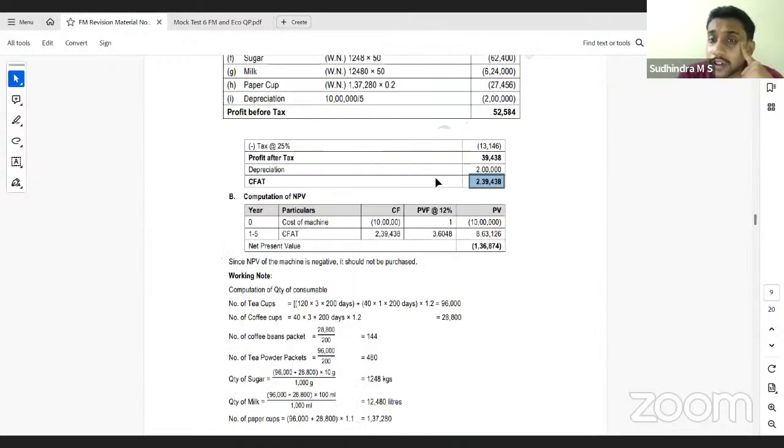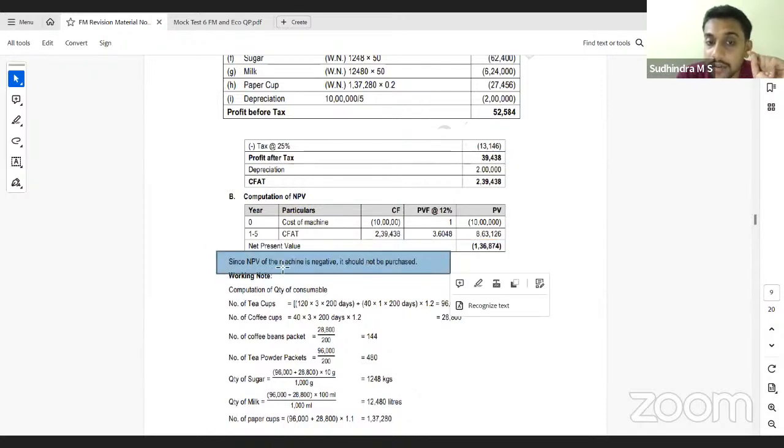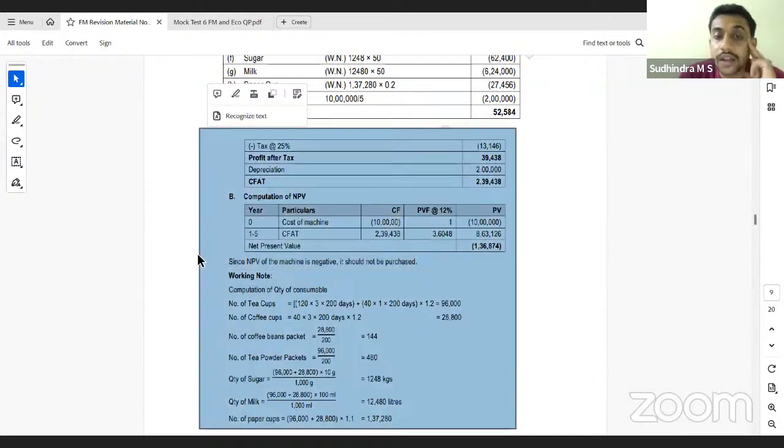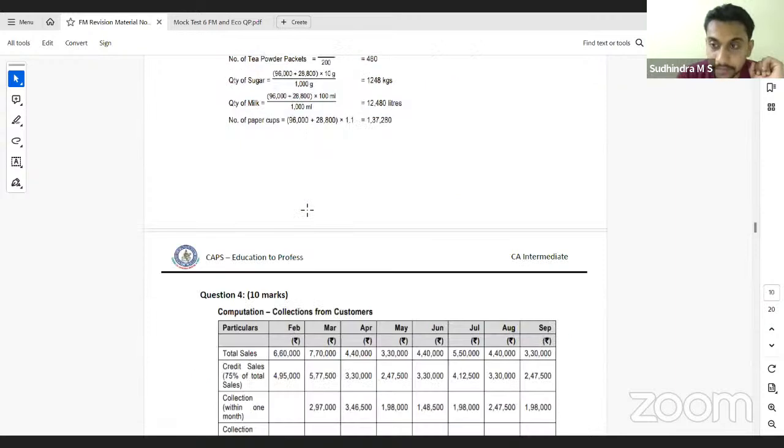Simple, since cash flow is uniform, you can go with the direct calculation, right, by bringing the present value factor total. So if you got 863,126 as present value of cash inflows, you will get 1 mark. Final NPV of negative 136,874, you will get 1 mark. More importantly, conclusion. Conclusion carries 1 mark. If NPV of the machine is negative, it should not be purchased. So this has to be written. The conclusion has to be written, which carries 1 mark.